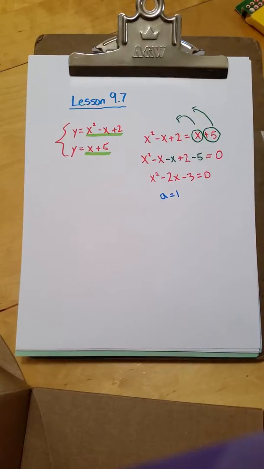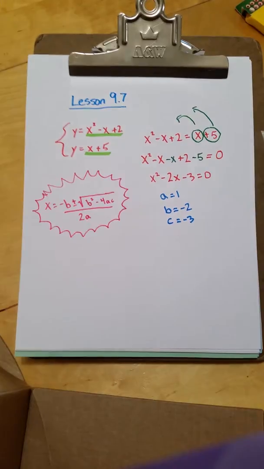A equals 1 because there's only one x squared. B equals negative 2 because we have minus 2x. C equals negative 3 because we have minus 3. Every problem in this lesson will need the quadratic formula. We know our a, b, and c, so we can plug them into the quadratic formula.